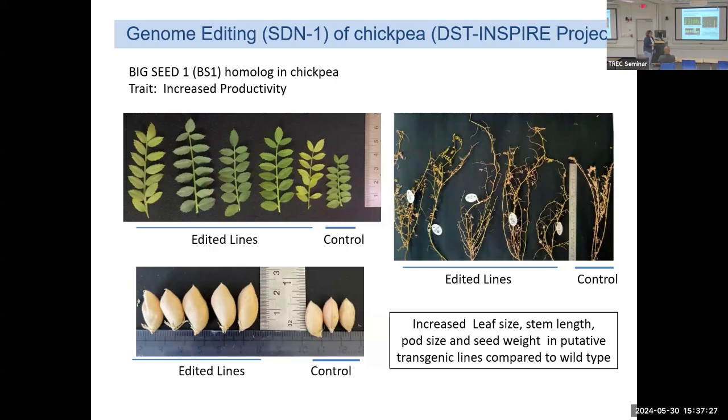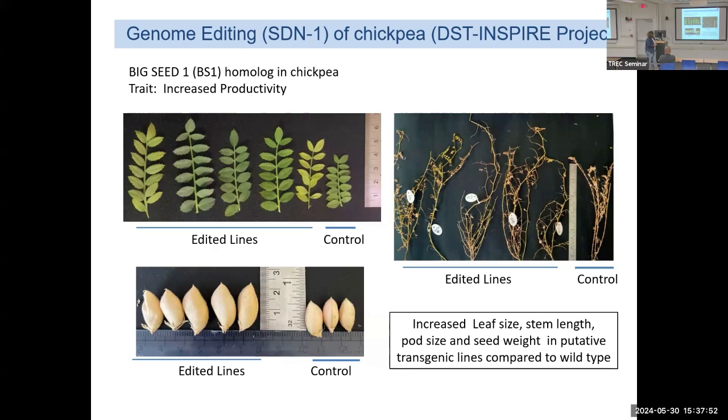I retrieved the sequence and tried to look for allelic variants in the database. We have contrasting chickpea genotypes available in my institute, having small, big, and medium seed size. So I wanted to check the function of the gene: does the BS1 gene have a similar function as in soybean?